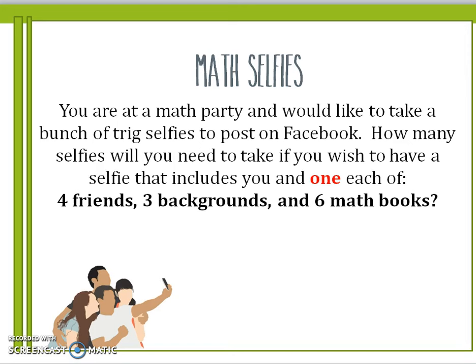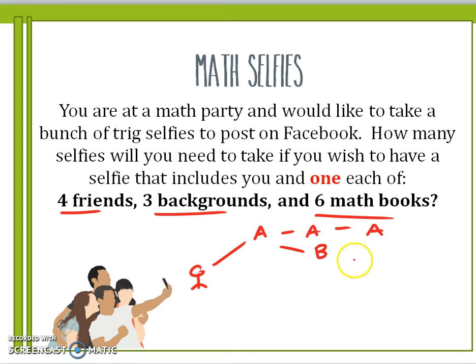You're at a math party and you'd like to take a bunch of trig selfies to post on Facebook, obviously. How many selfies will you need to take if you wish to have a selfie that includes you, and one of each of the following? So 4 friends you have to choose from, 3 backgrounds you have to choose from, and 6 math books. So basically, here's you. You can choose 4 friends. So let's say you choose friend A, background A, and math book A. You could also choose friend A, background B, and math book A. Friend A, background C, and math book A. Do you get the idea?